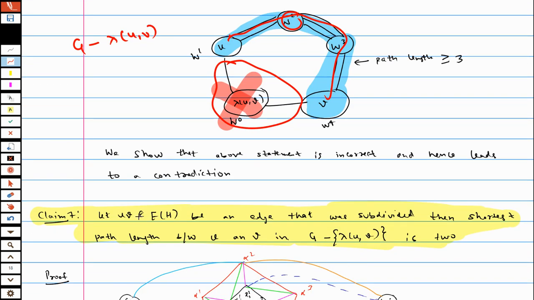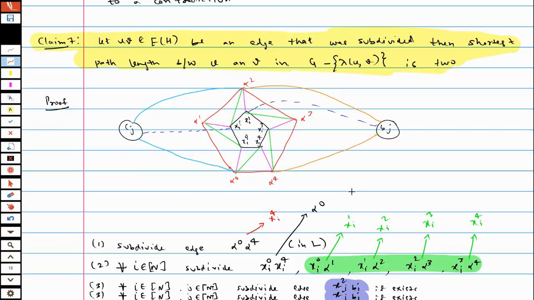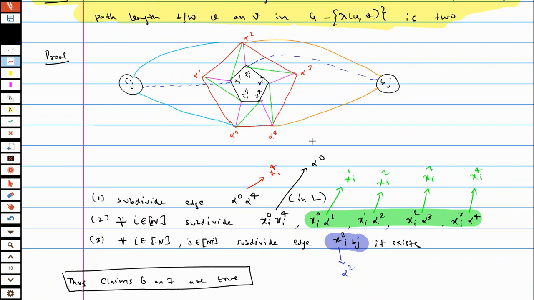So this is the lemma, the claim that we want to prove: if UV was subdivided, and lambda UV was the vertex that was introduced, then the shortest path between U and V is 2. This is very easy to see. Let's consider all the edges that are subdivided. Between lambda 0 and lambda 4, we have a vertex xi4, which gives a path of length 2: we can go from alpha 0 to xi4 and then to alpha 4. Similarly, for this edge that was subdivided, we can go from xi0 to alpha 0 and then come back to xi4. And similarly for all the vertices.